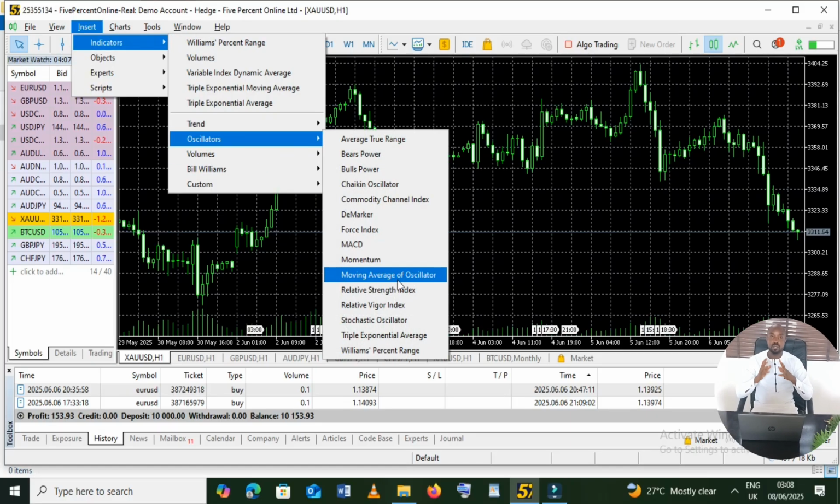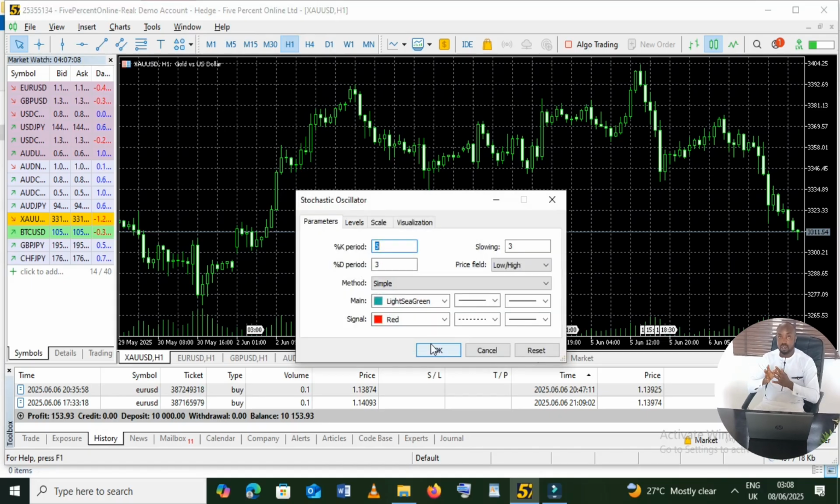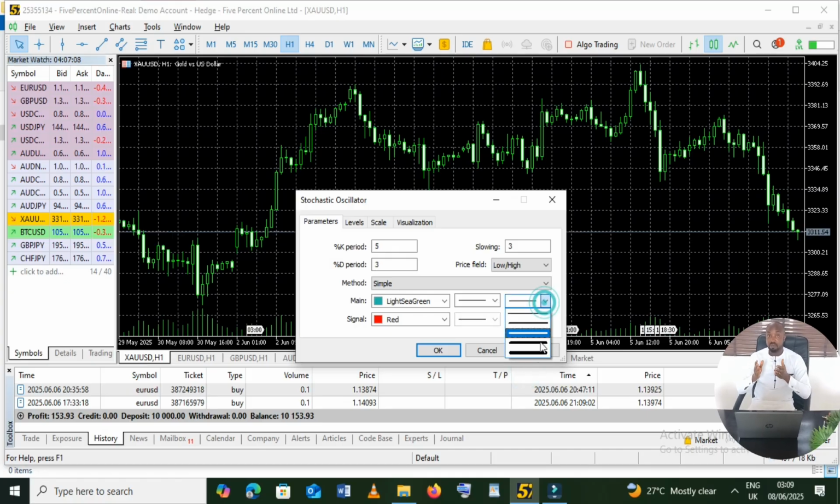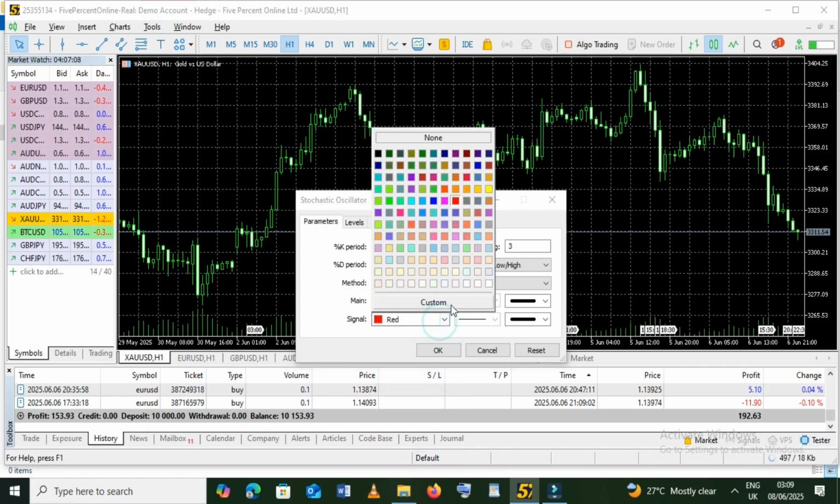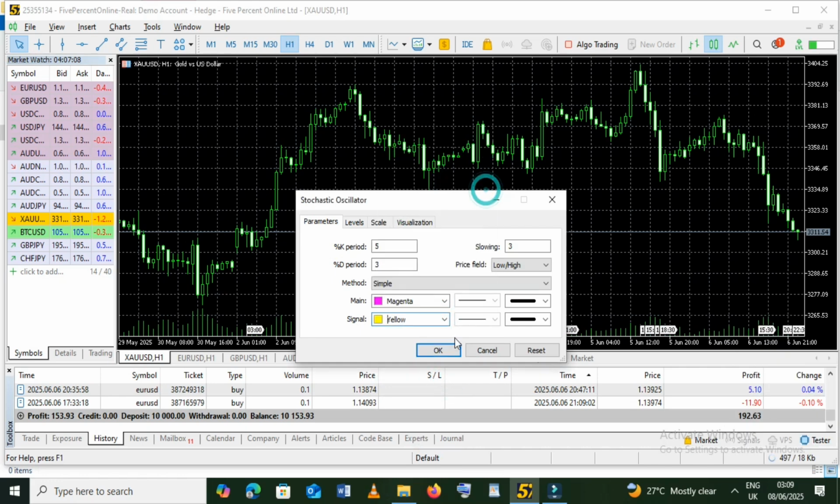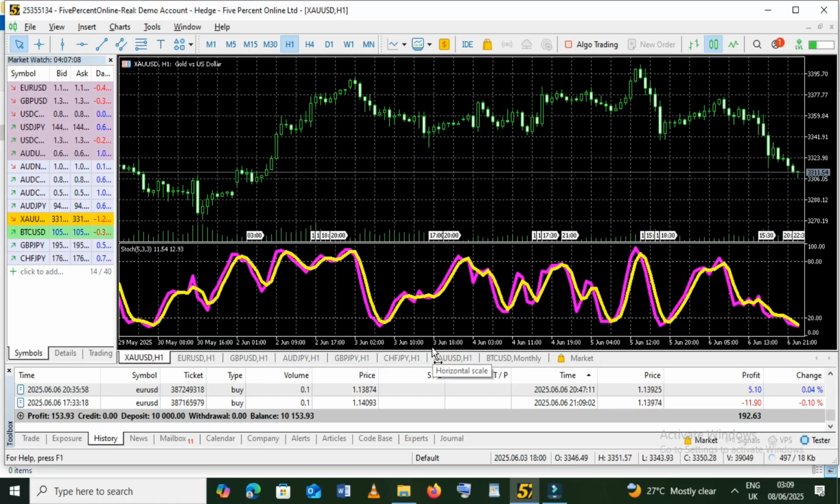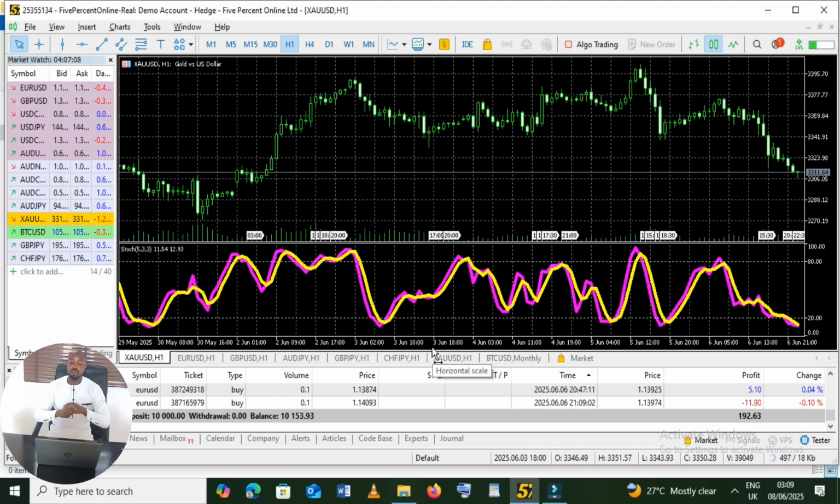So we'll start with the stochastic oscillator. Click on stochastic oscillator. I will leave the lines. Let me form a tick line. Let me change the colors to a very shouty color. Let me use yellow. Then I'll leave it as 5 and 3 period. I'll click on OK. So you can see the stochastic oscillator bar.